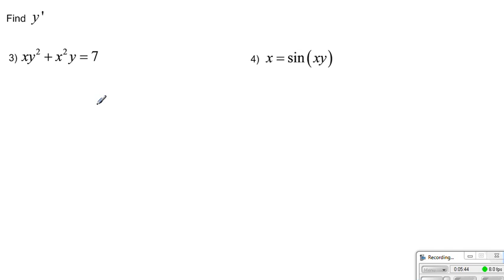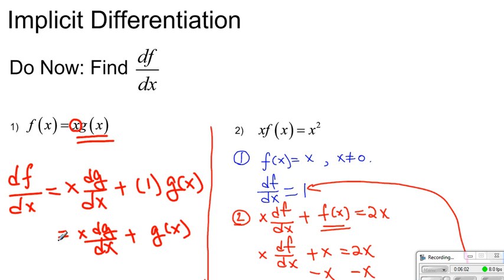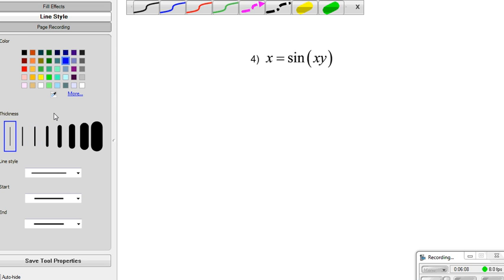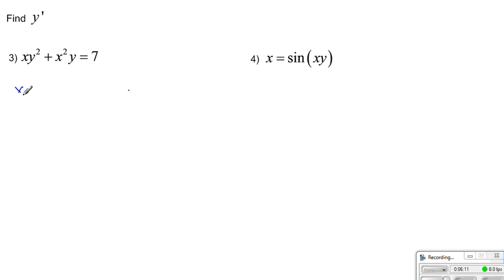Here, what if we assume that we cannot, or it is quite difficult for us to solve for y? Then can we still find y prime? Let's try to do this one this way. Those of you who feel more comfortable with y being f of x, we can assume that x times f of x squared plus x squared times f of x equals 7.